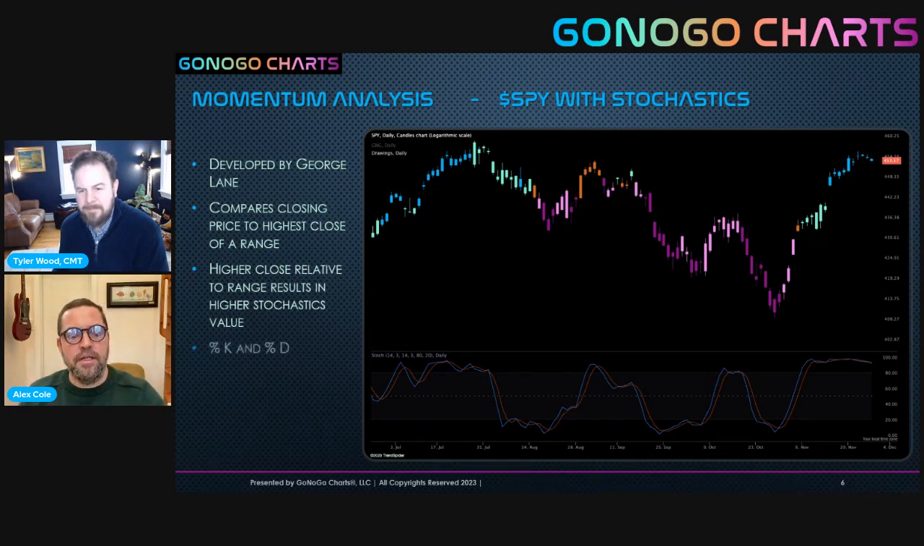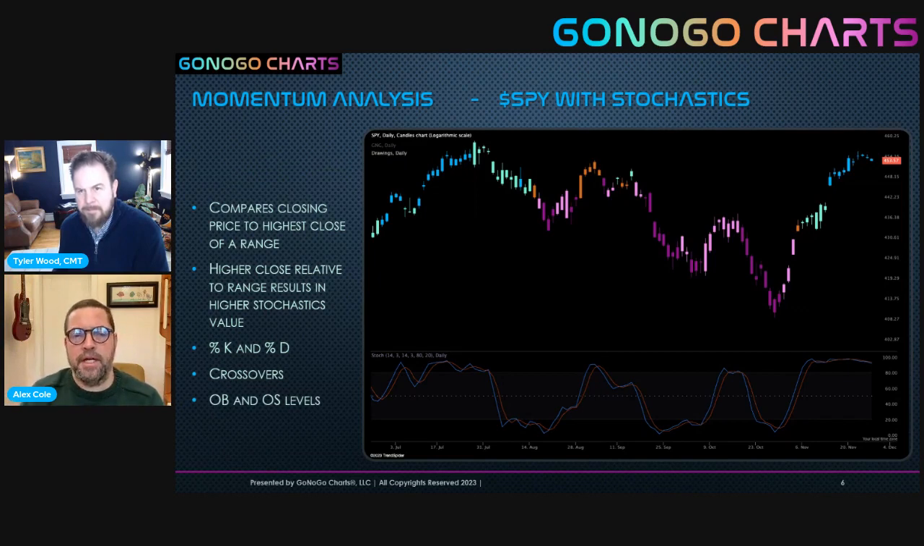We can look at the faster stochastics, the percent K, and how it crosses above and below the percent D, which is a smooth line based on the percent K. So giving us signals now based on crossovers. You can think of looking at crossovers in overbought territory. What does that mean? Crossovers in oversold territory. How does that interact with your buying and selling?